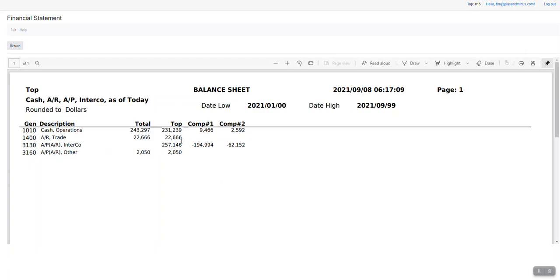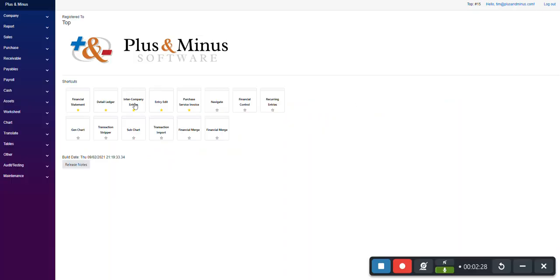The 3130 intercompany account total is 0. Let's make a note that Company 1 has $9,400 in cash and Company 2 has $2,600 in cash. Please remember we've turned the sign flip off, so debits are debits and credits are credits. It's easier to talk about the balances in intercompany when you keep that in the back of your mind.